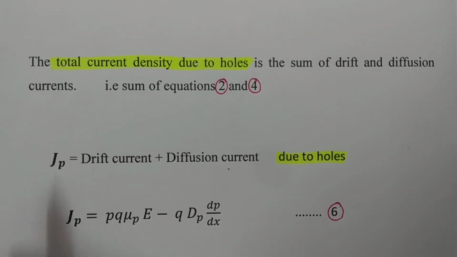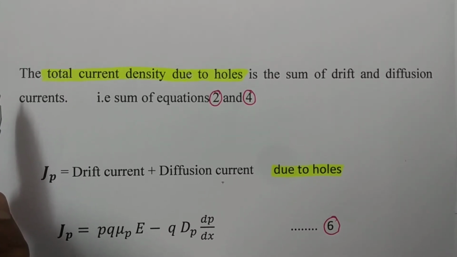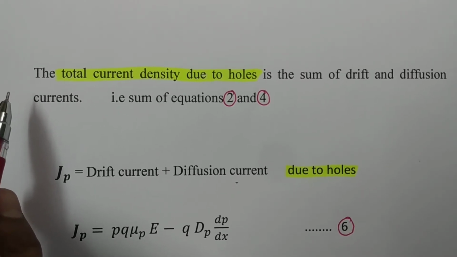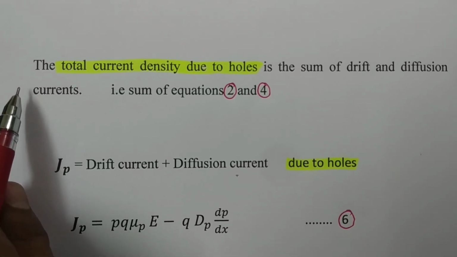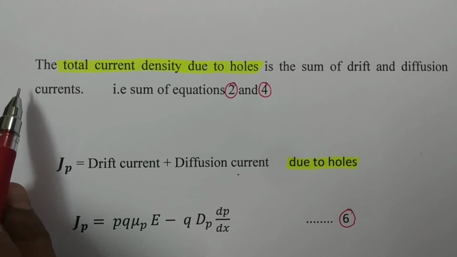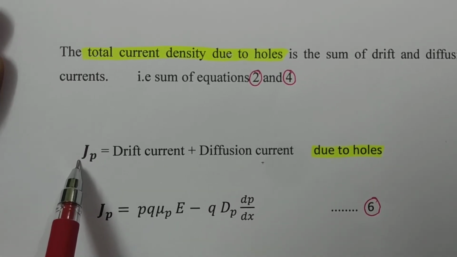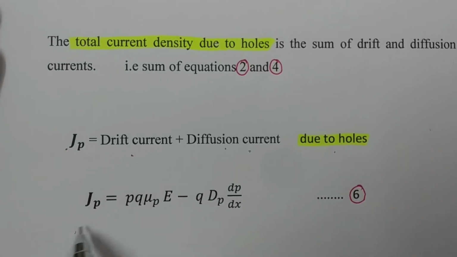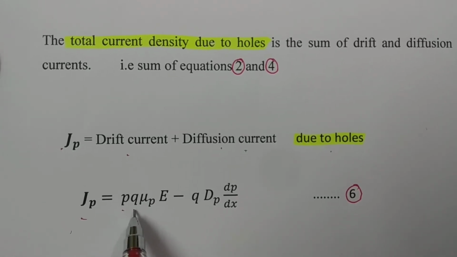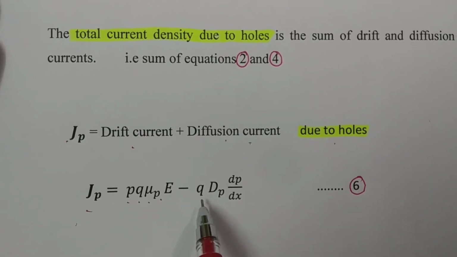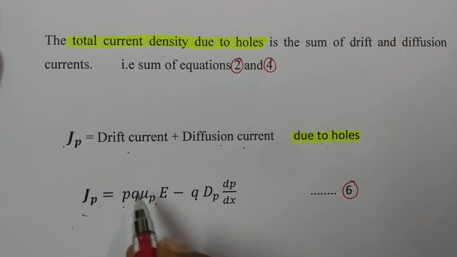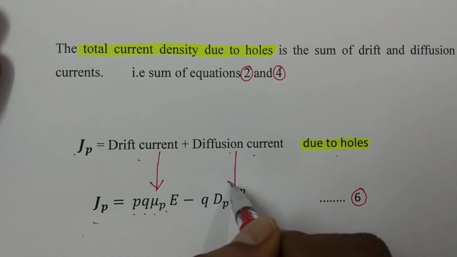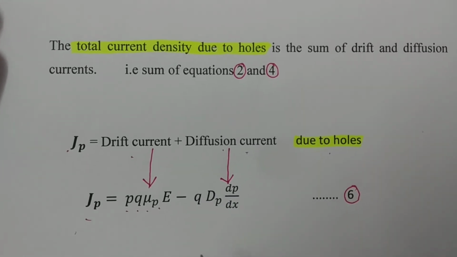The total current density due to holes is the sum of drift and diffusion currents due to holes, that is, the sum of equations 2 and 4. Jp is equal to drift current plus diffusion current due to holes. Jp = pq μp E − q Dp ∂p/∂x. Here the first term is the drift current and the second term is the diffusion current due to holes.